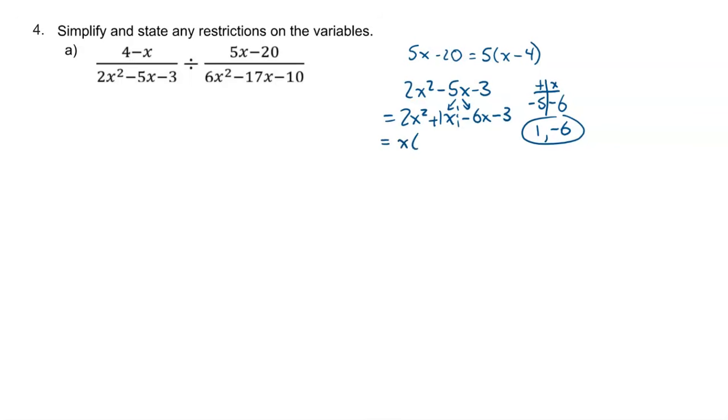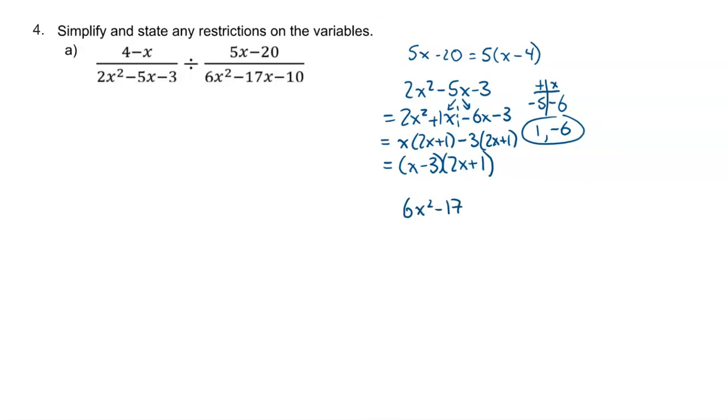And now we factor by grouping. We common factor out of the first two terms an x, we're left with 2x plus 1. And then we common factor a negative 3 out of the next two terms and we're left with 2x plus 1 again. Because those two things in brackets are the same, we've done it properly and we get x minus 3 times 2x plus 1.